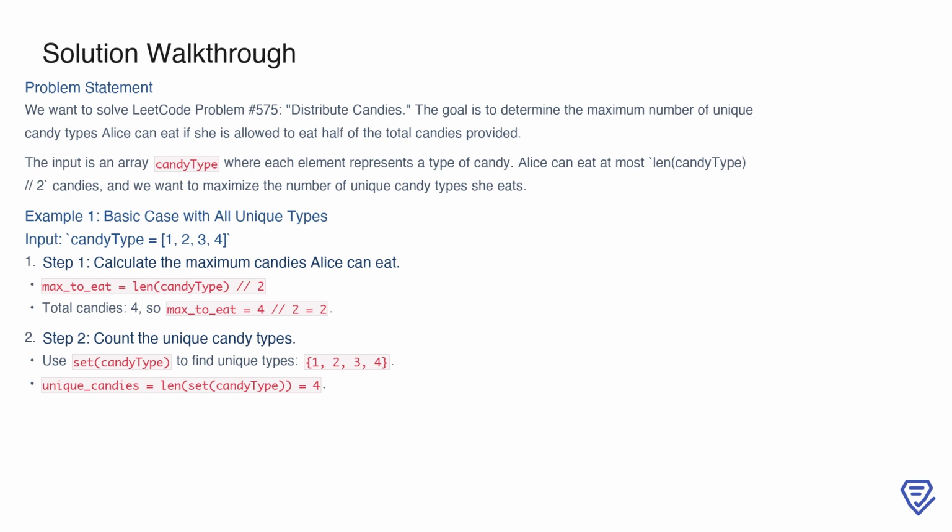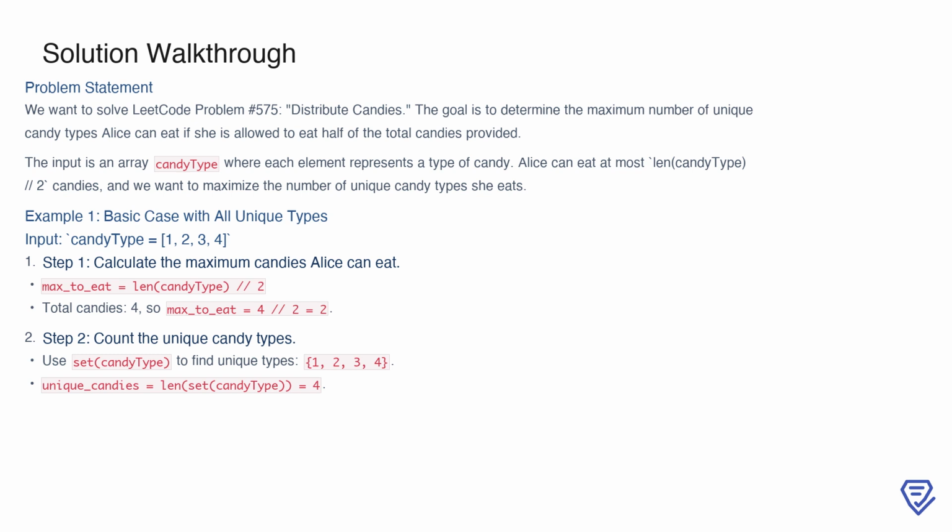Let's start with a basic example where all the candy types are unique. The input array is 1, 2, 3, 4. First, we calculate the maximum number of candies Alice can eat, which is half the total number of candies. Since there are 4 candies in total, max_to_eat is 4/2 equals 2. Next, we count the unique candy types using a set. The unique types in this array are 1, 2, 3, 4, so the total number of unique types, unique_candies, is 4.